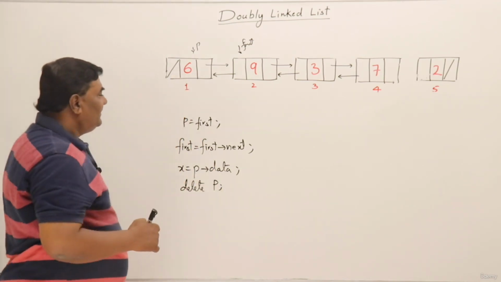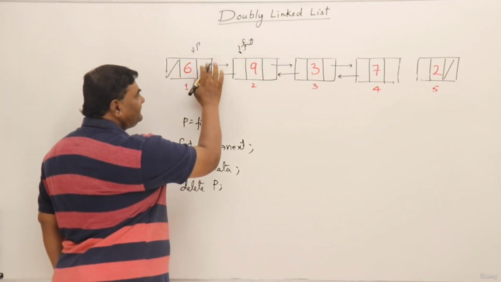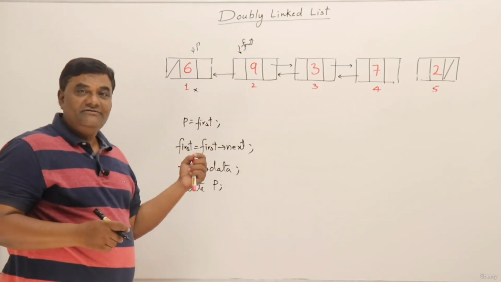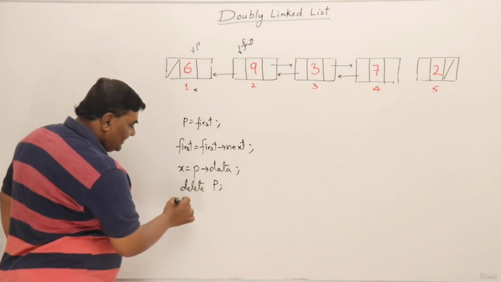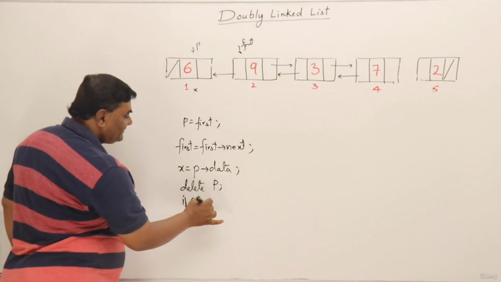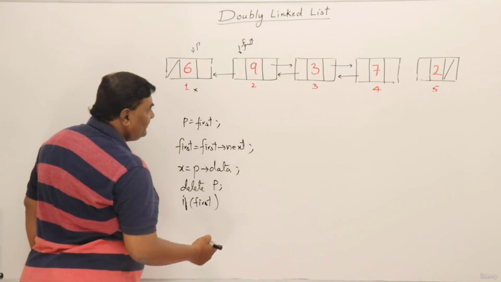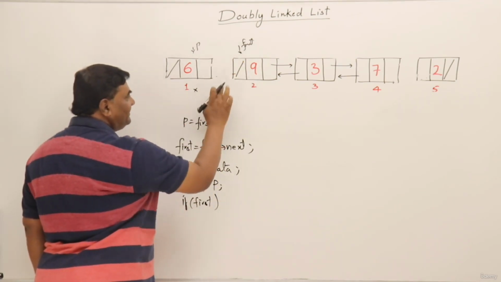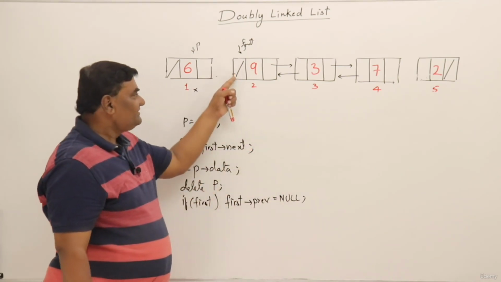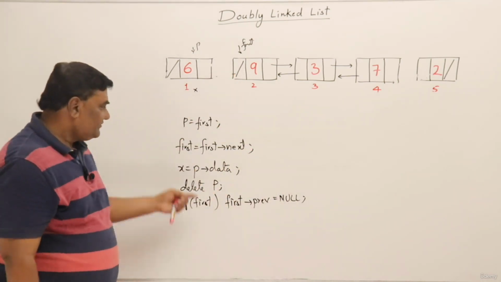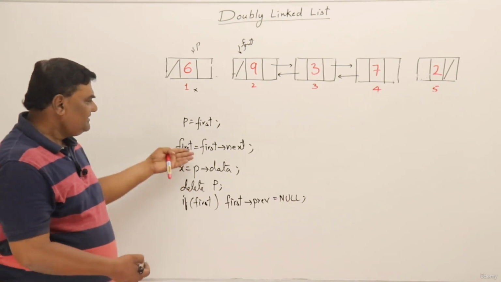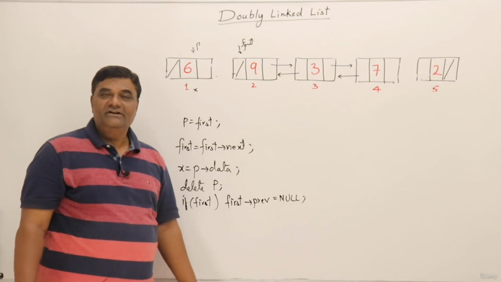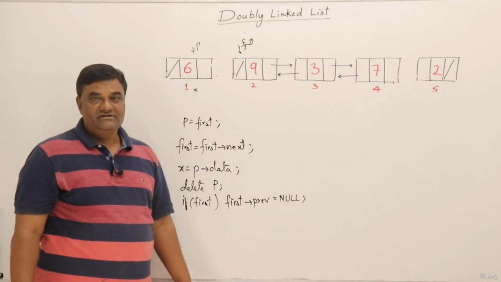Node is deleted. When this node is deleted, this link is gone, right? So I should make this null. I should check if first is really pointing upon some node. If first is not null, then I will write the same line: make first previous null. So I remove the link from here. First previous is made null. So these are the steps required, and these are constant steps: 1, 2, 3, 4, 5. Few steps are there, so 5 steps. The time taken will be constant.